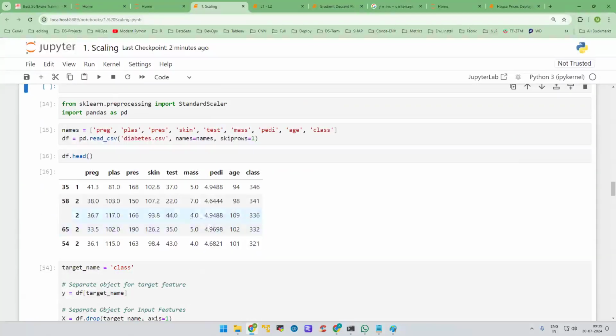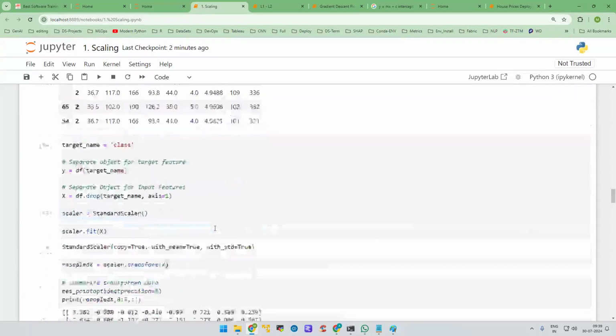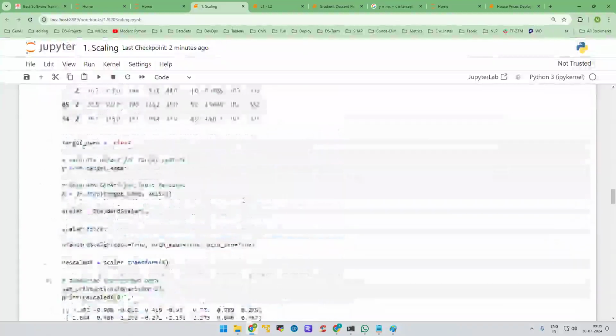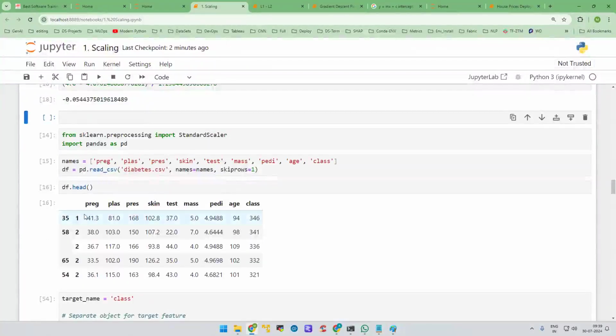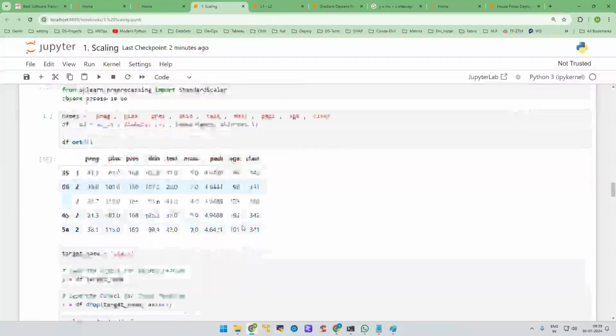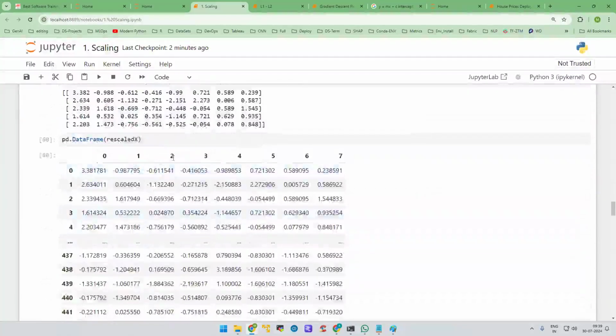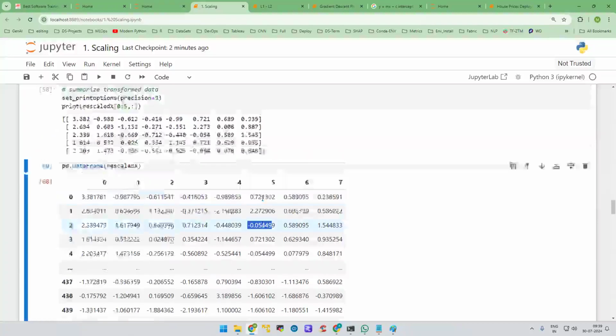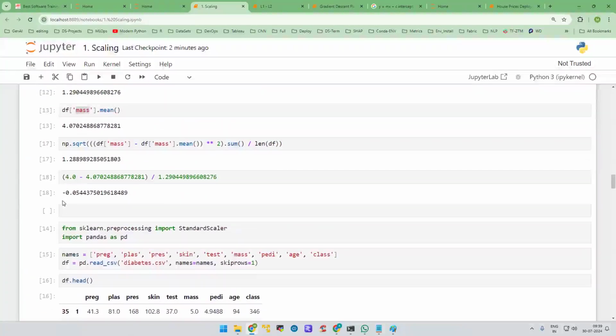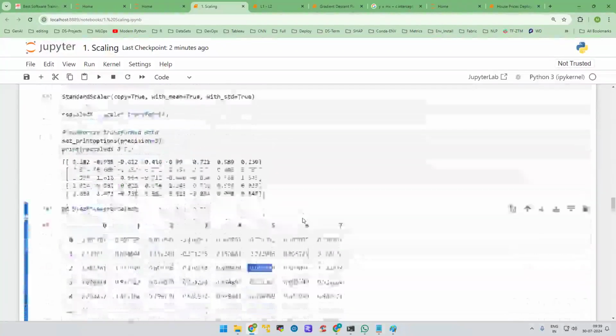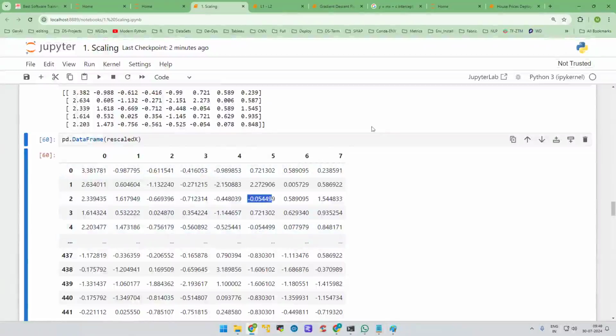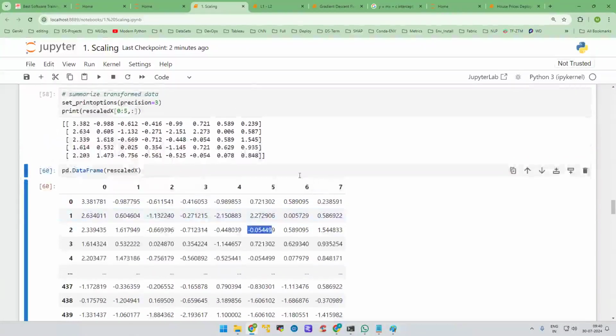Let's cross check it. What is the third row in the mass column? Let's cross check with this one. Mass, okay. So 0, 1, 2, 3, 4, 5. Okay, this one. Minus 0.05. Is it matching? Minus 0.05. Yeah. So you can cross check with other values. Just calculate for 2 to 3 values so that you can understand it better.